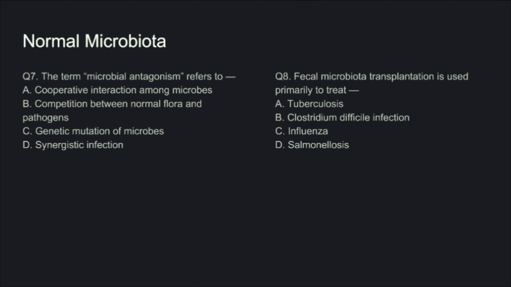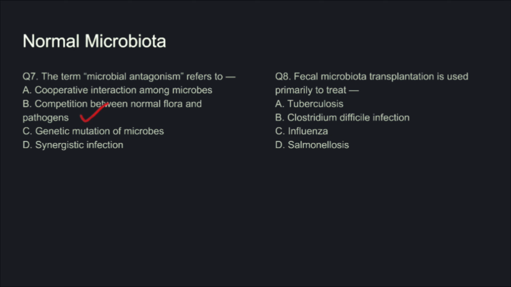Question number 7. The term microbial antagonism refers to. Options are A. Cooperative interaction among microbes, B. Competition between normal flora and pathogens, C. Genetic mutation of microbes, D. Synergistic infection. Correct answer for this question is competition between normal flora and pathogen.